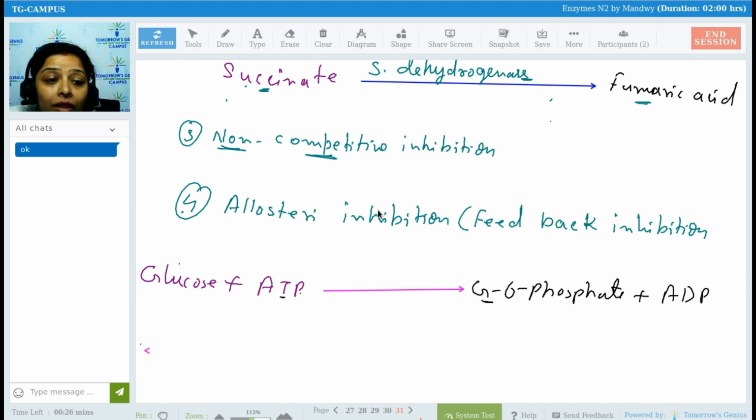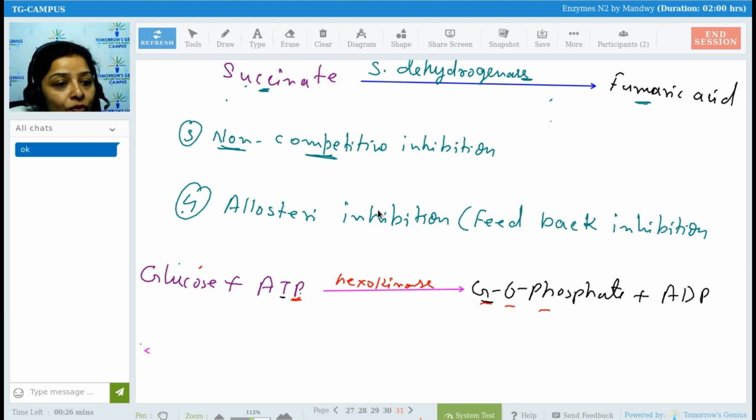Kinase means kinase. Hexokinase. What is the function of kinases? Transfer. Kinase will transfer. So here, this enzyme is transferring one of the molecules from here to here. So it is glucose 6 phosphate.